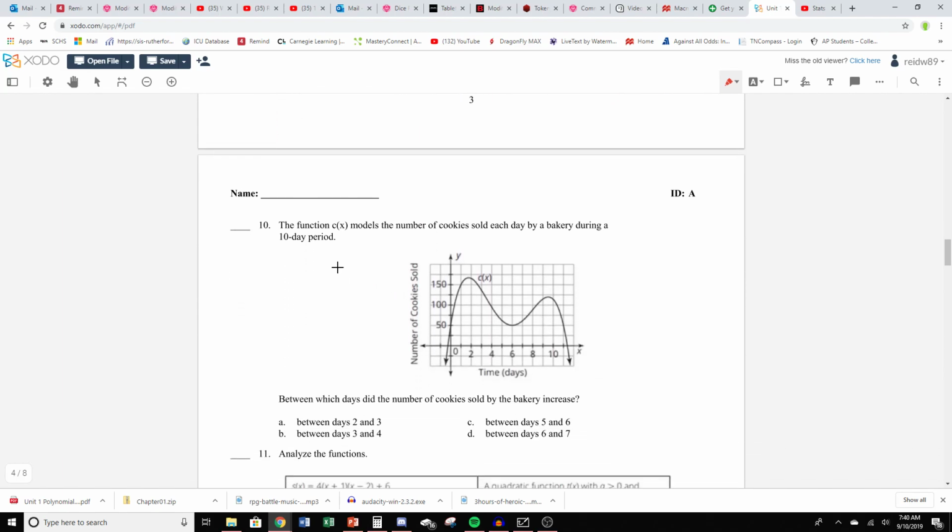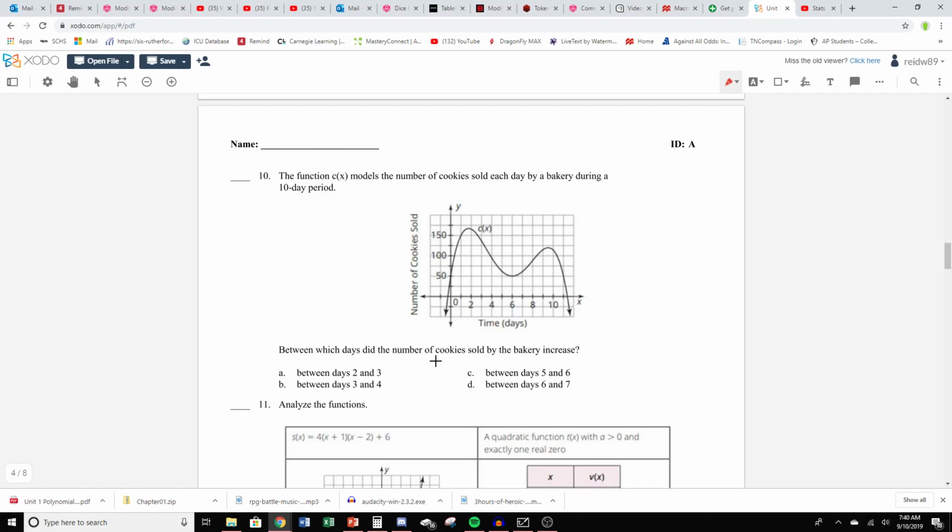Next, the function c of x models the number of cookies sold each day by the bakery during a 10-day period. Between which days did the number of cookies sold by the bakery increase? So we're looking for going up, so do your intervals of increase. So let's look between 2 and 3. So here's 2, here's 3. And as you can see, that is definitely going down. So it's not that one.